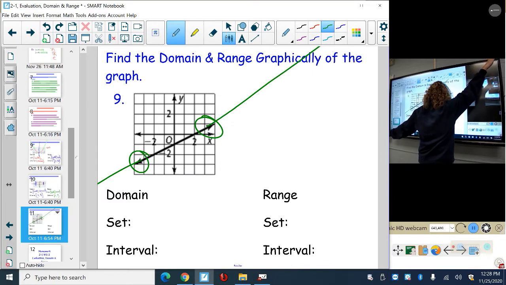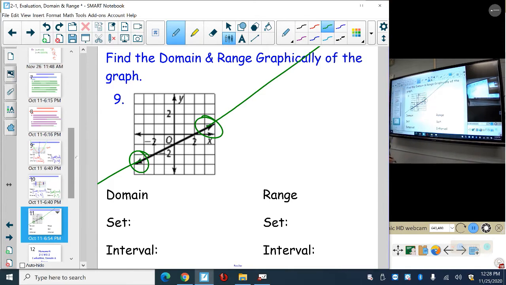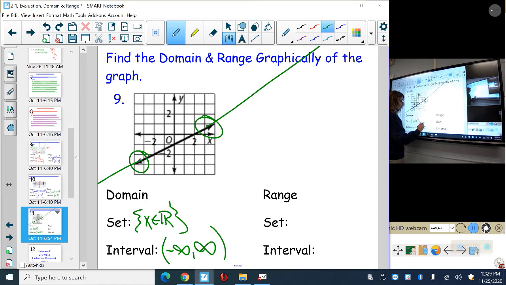So since it's going forever in both directions, are there any domain restrictions on x? The answer to that is there are no domain restrictions, which means x can be anything it wants to be because it has a corresponding y value to it. Now, if there's a corresponding y value to it, that means it starts at -infinity and goes all the way to +infinity.